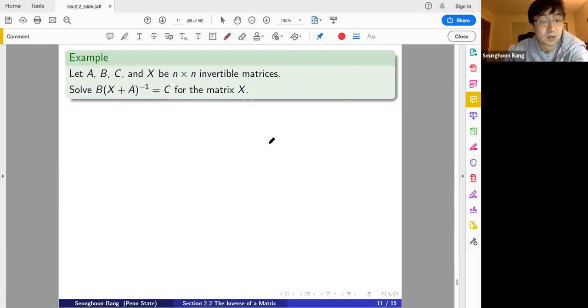Next, A, B, C and X are n by n invertible matrices. Solve B X plus A inverse equal to C for the matrix X. How can we solve this problem? So we can follow this idea. B X plus A inverse equals C. Step 1, eliminate B. How can I eliminate B? Multiply both sides by the inverse of B.